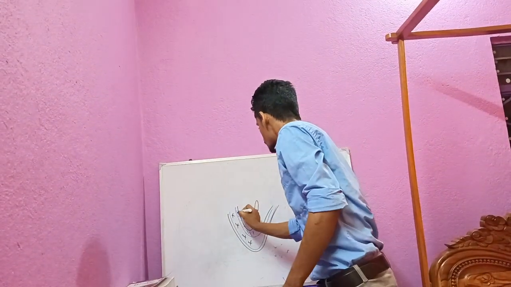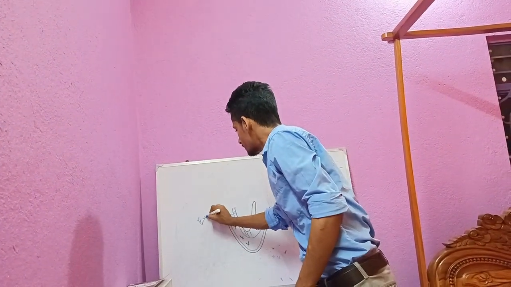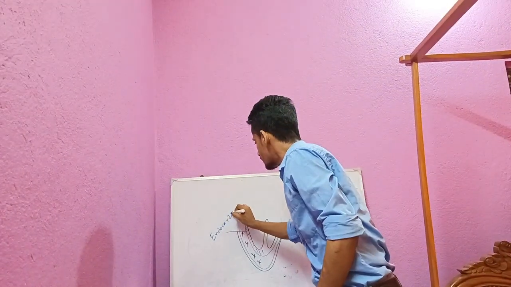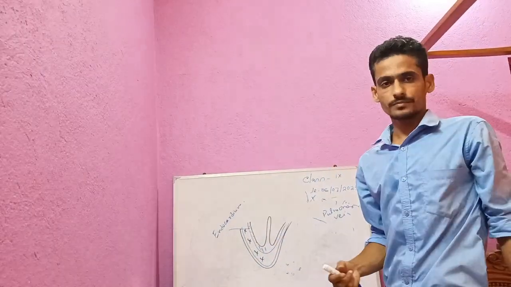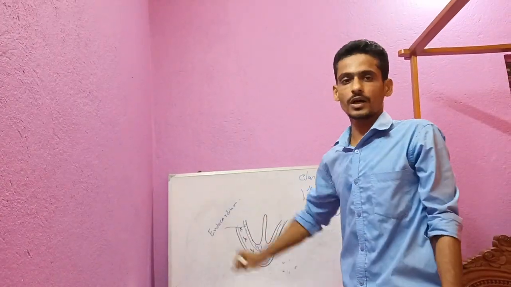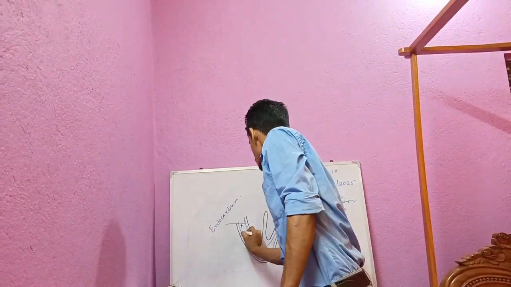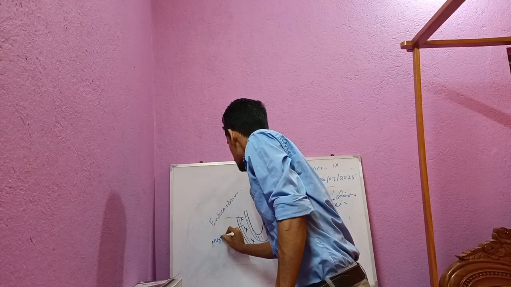The inner layer is called the endocardium. Endo means inner. This is the endocardium, the inner wall of the heart. And the middle layer is called the myocardium. This is a thick layer.